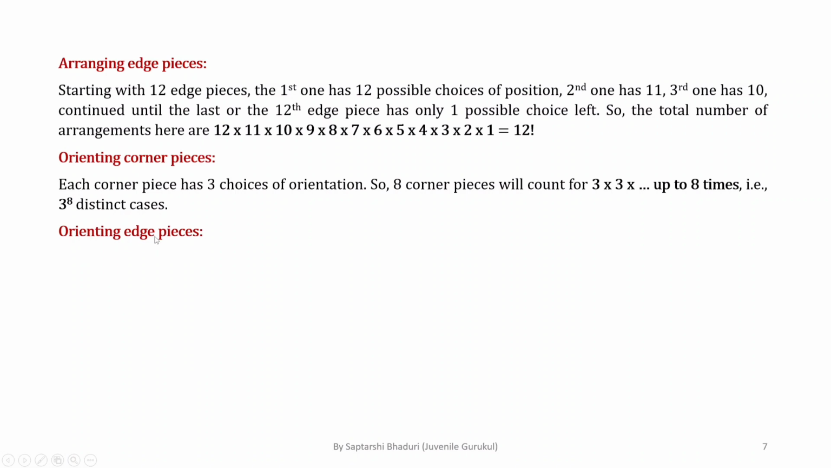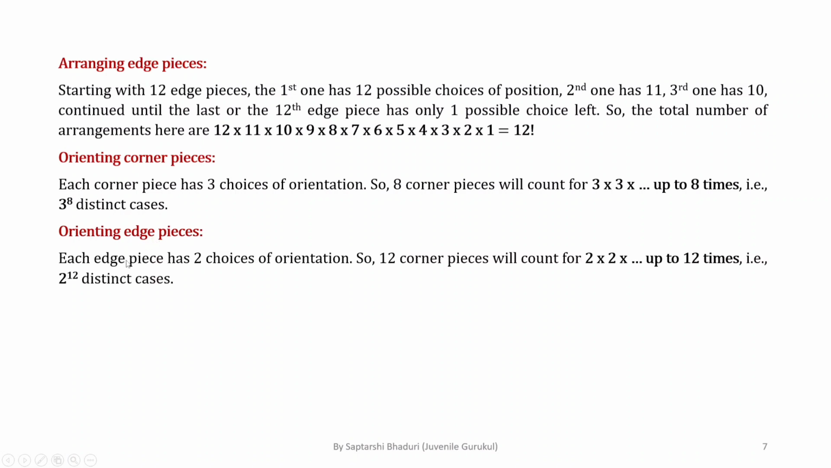Now we will orient the edge pieces. Each edge piece has 2 choices of orientation. So 12 edge pieces will count for 2 times 2 times 2 up to 12 times. That is 2 to the power 12 distinct cases.